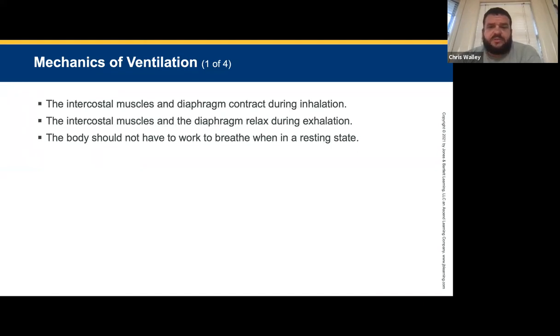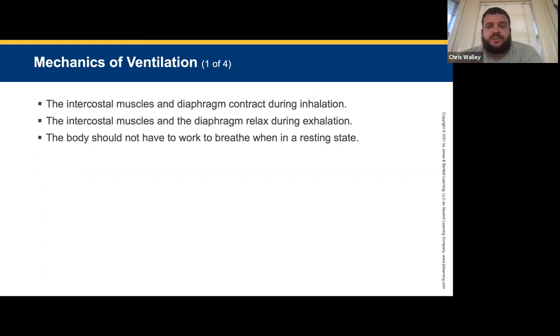The intercostal muscles between each rib contract during inhalation, so they help you along with the diaphragm. The diaphragm contracts and flattens out at the same time. The intrathoracic pressure inside the cavity decreases, which creates a negative pressure that helps you breathe in. This allows air to enter the lungs because of negative pressure, and we're trying to fill that void.